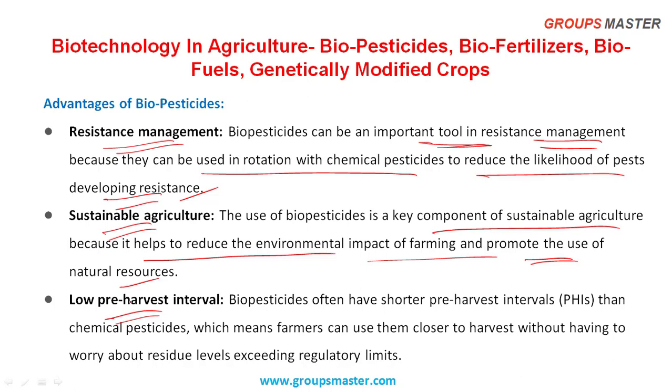Next important advantage is low pre-harvest interval. Biopesticides often have shorter pre-harvest intervals than chemical pesticides, which means farmers can use them closer to harvest without having to worry about residue levels exceeding regulatory limits.